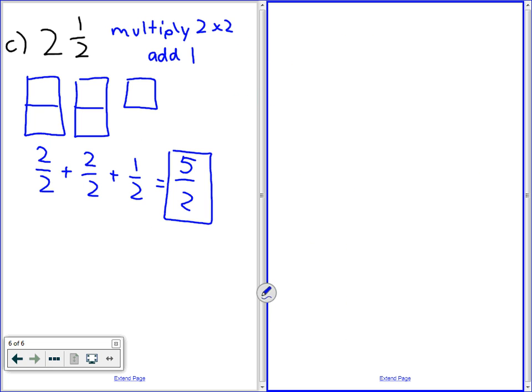All right, one last one for you guys to try, and then we're going to move on to multiplying fractions. Here we go, letter D.